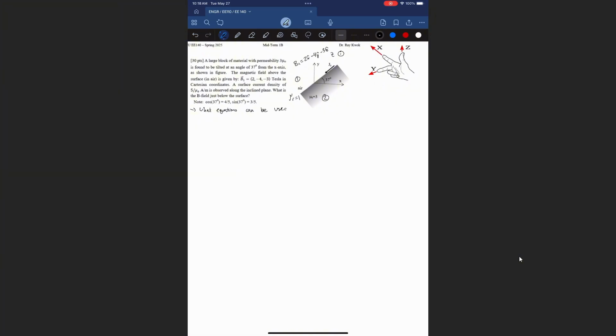So, what equations can be used? These following equations can be used. N hat crossed with T1 hat equals T2 hat. B equals H times mu, or H times mu r times mu naught. B1n equals B2n. And n hat crossed with the vector of H1 minus the vector of H2 equals the vector of the surface current density, Js.